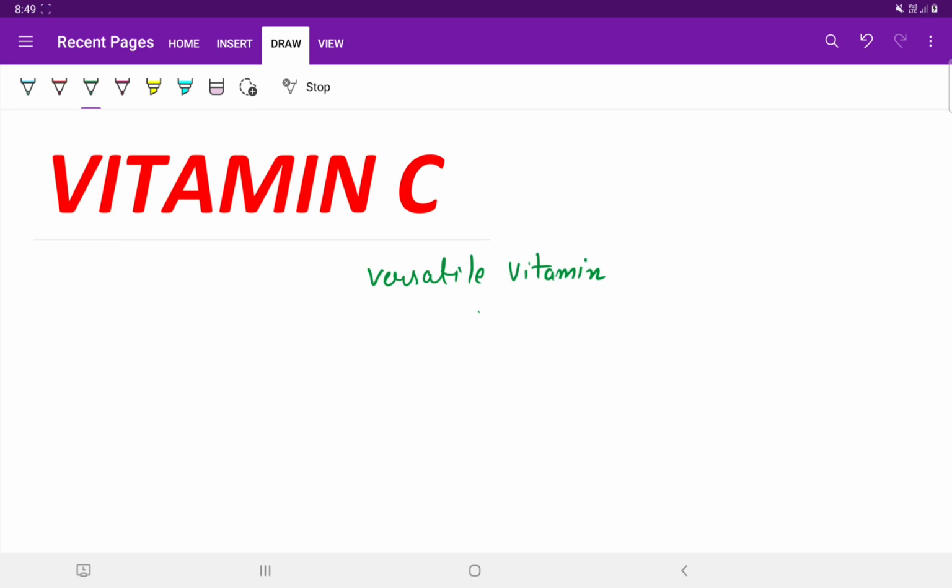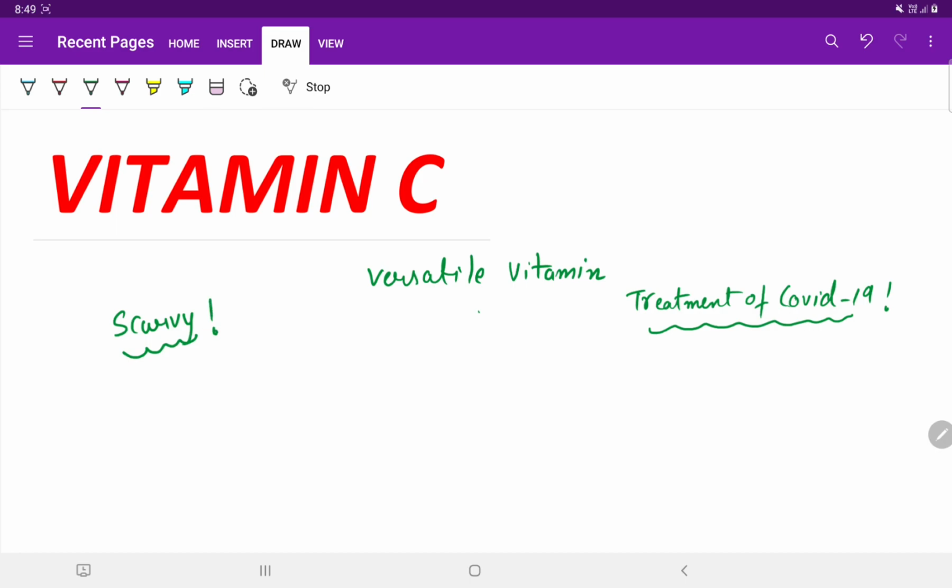So recently its use in treatment of COVID-19 is also quite high, as the mega doses of vitamin C are used to improve the patient's health, whereas it is basically used for treatment of scurvy that is caused by deficiency of vitamin C. So it is the disease that is associated with the mariners.